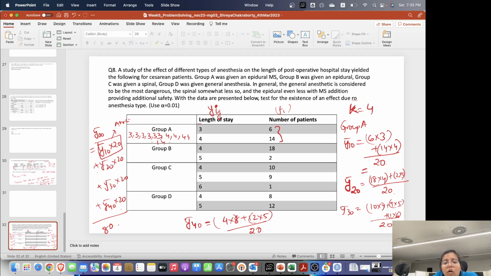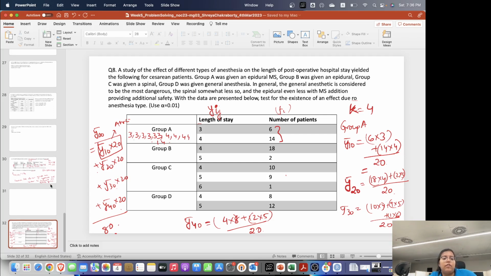So once I have all the totals, summing up all the individuals, how many do we have? We have 20 here, 20 here, 20 here, 20 here. So we have 80 observations in total. So y naught naught bar will be all of this divided by 80. Is it clear how we are getting it? Okay.